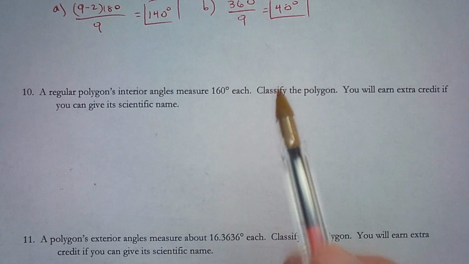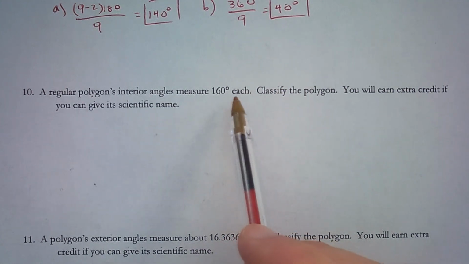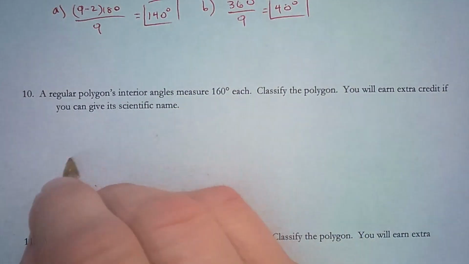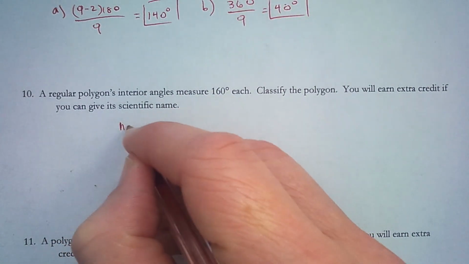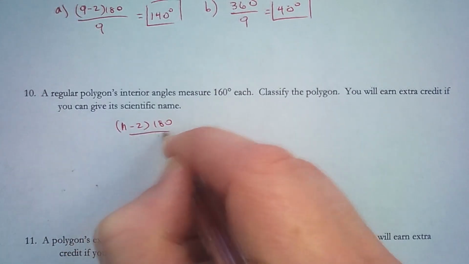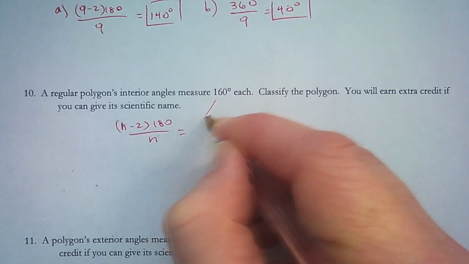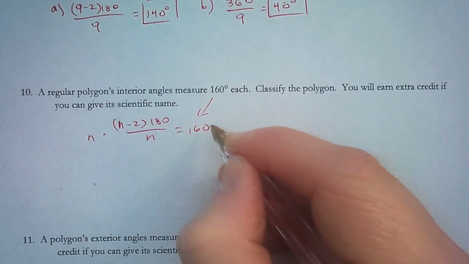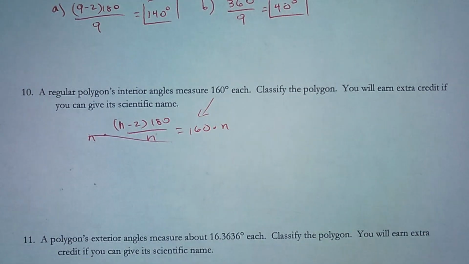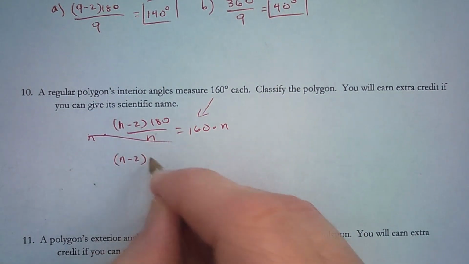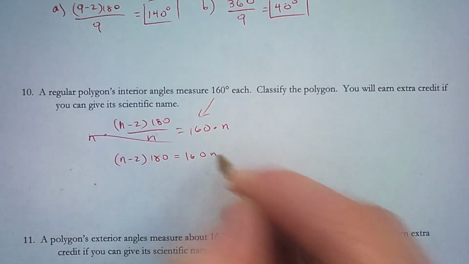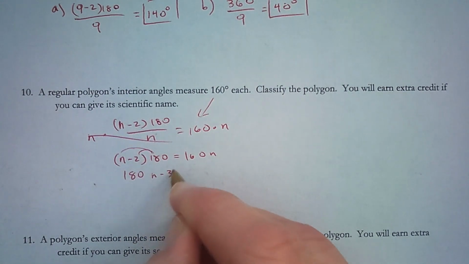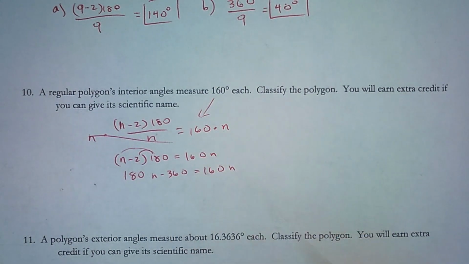A polygon's interior angles are 160 degrees each. Classify the polygon. So for this polygon, if I do the each interior angle formula, that's n minus 2 times 180 divided by n, I get 160. I can multiply both sides by n to cancel that out. So I get n minus 2 times 180 equals 160n. Then I'll distribute: 180n minus 360 equals 160n.